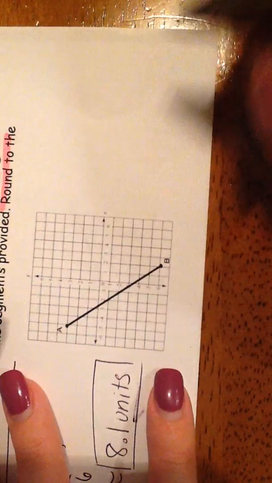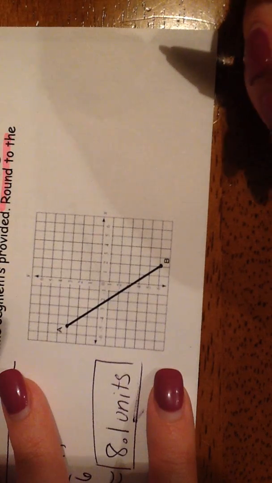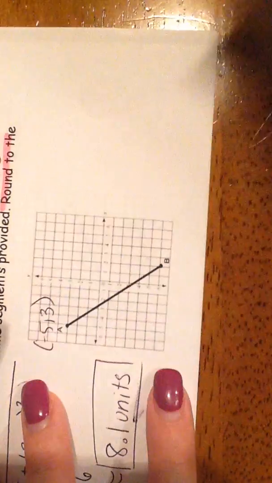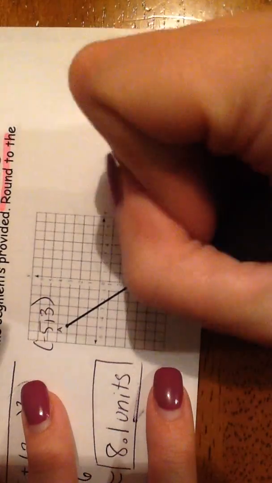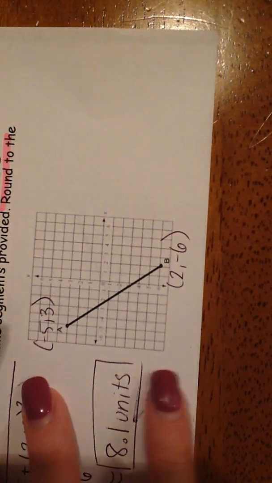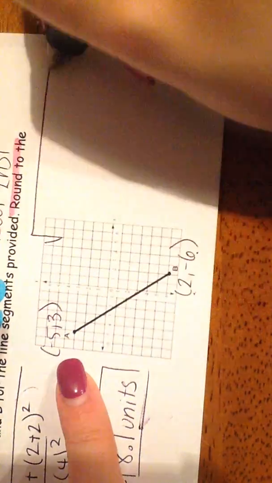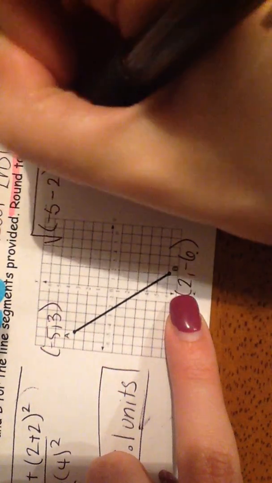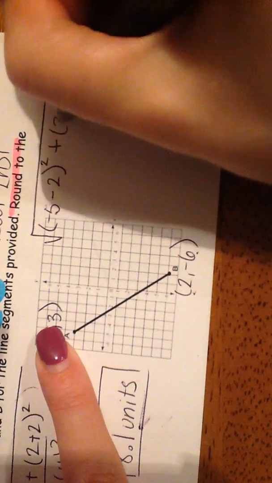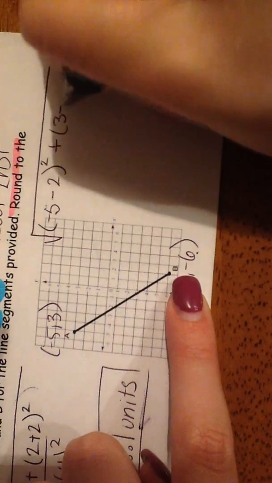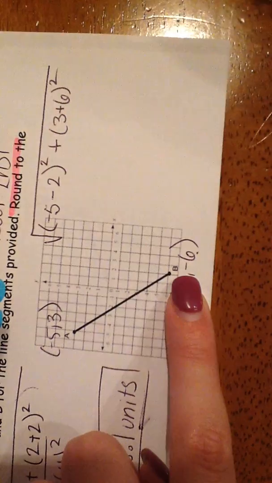Okay, I'm going to do this one now. The first thing I do is write down my ordered pairs. A is (-5, 3) and B is (2, -6). Again, I see this ordered pair first, so this is going to be x1 and y1, and this is going to be x2 and y2. I'm going to open up a big square root sign and just follow the formula: x1, which is -5, minus x2, which is 2, squared, plus y1, which is 3, minus y2, which is -6, so that turns into +6 squared.